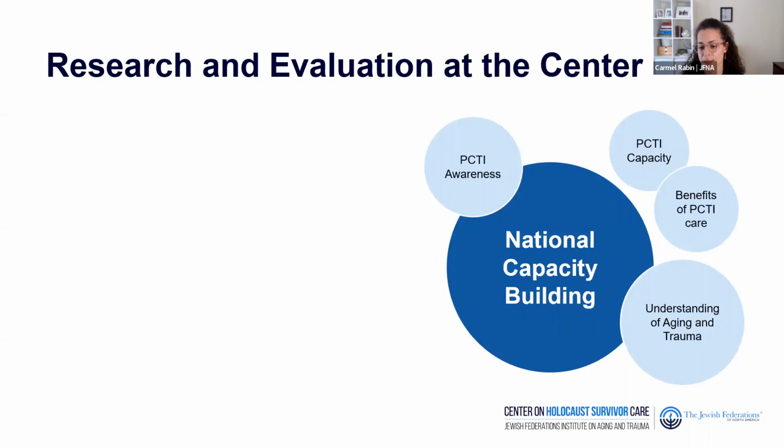Our evaluation interests complement these 2 goals in terms of capacity building. We're constantly asking ourselves questions like, what is the PCTI care awareness and capacity among aging service providers? What do aging service providers see as the benefit of PCTI care when they're providing that to clients? And we want to understand how generally the aging services network across the United States understands how trauma affects the aging process. We answer these questions through the Center's national survey. It's conducted every few years, and we conducted it last year. In the next few months, we'll have a report published on the topic.